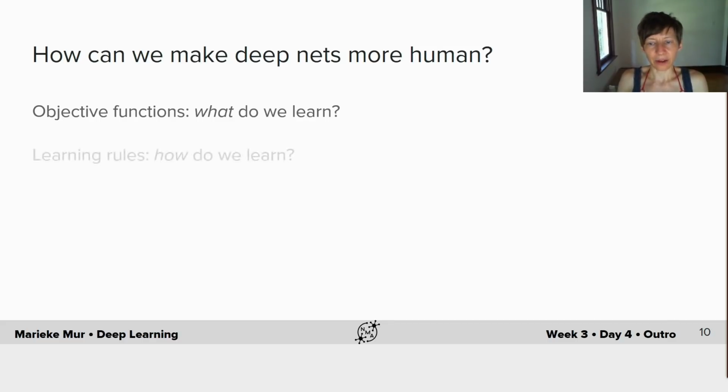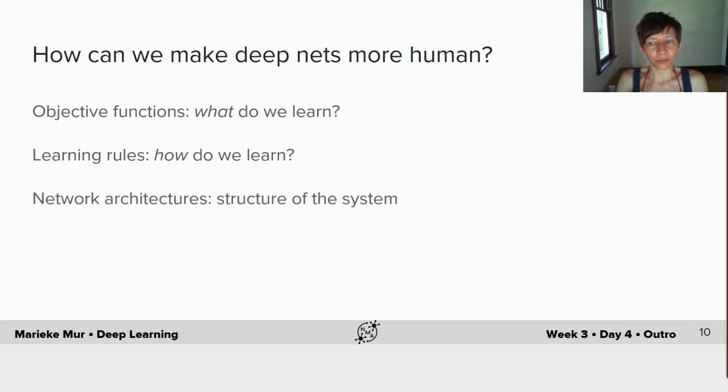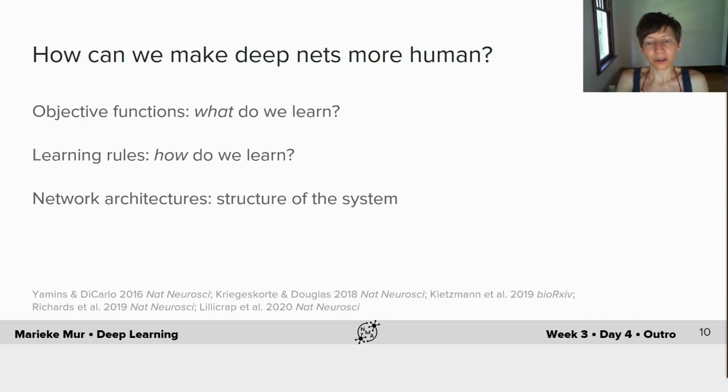The second key aspect is learning rules, which specify how we learn. In other words, they specify how we update the weights during training. Backpropagation is efficient, but may not be biologically plausible. Recent work has therefore proposed alternative mechanisms which can locally approximate error signals. A third key aspect is network architecture. The architecture specifies the structure of the modeled system and thus determines how information can flow through the network. I will elaborate on this in the next few slides. Here are a few references to great reviews and perspectives on this particular topic.